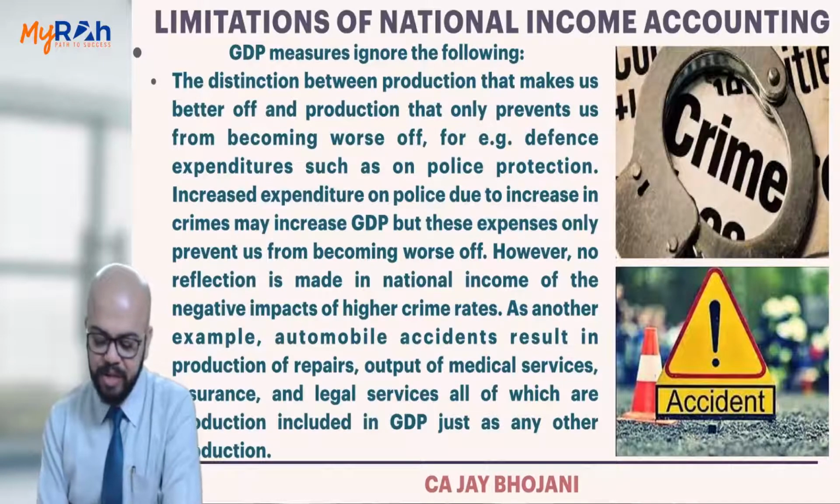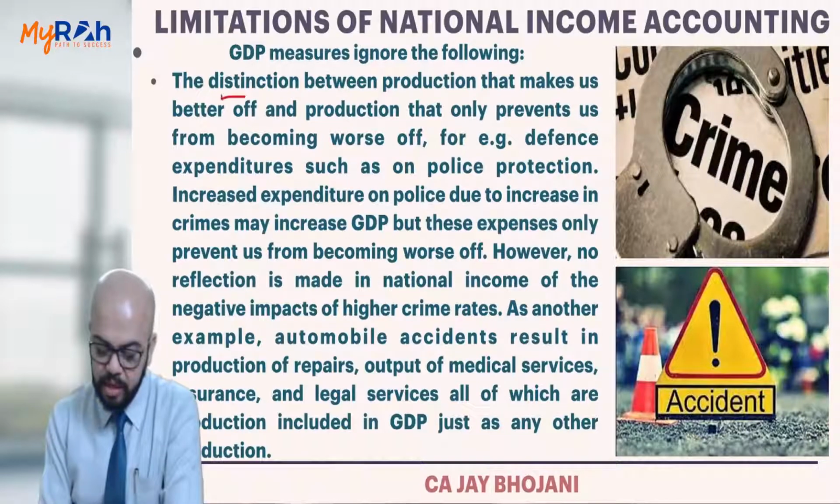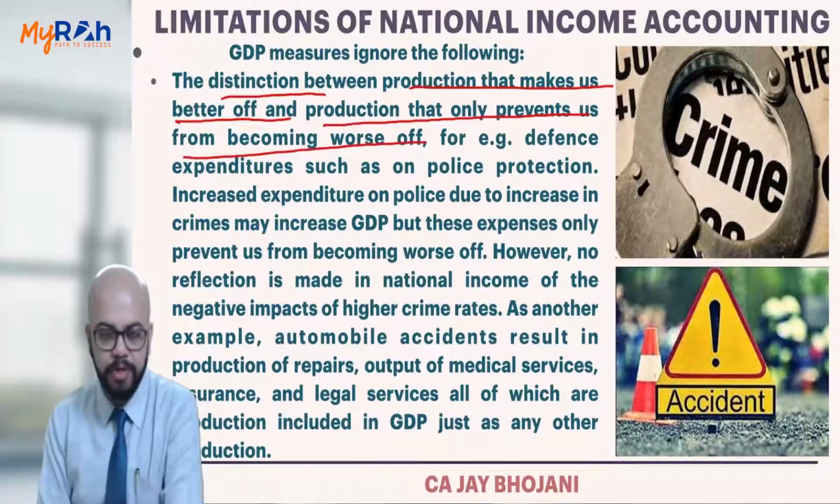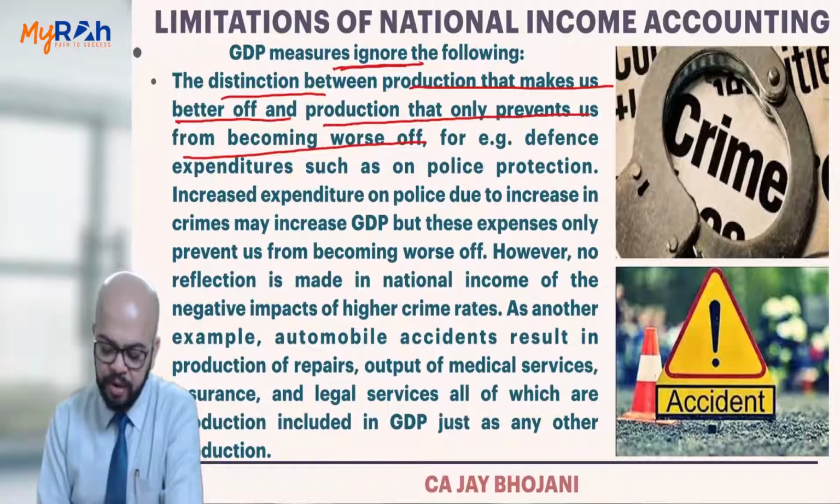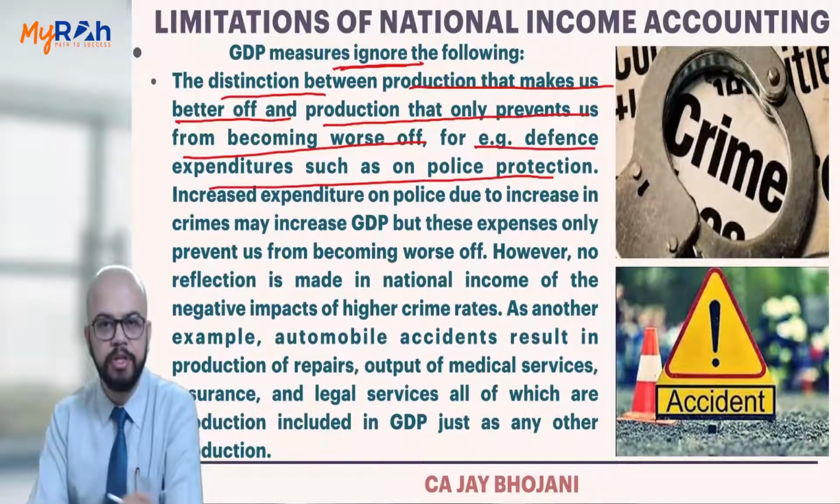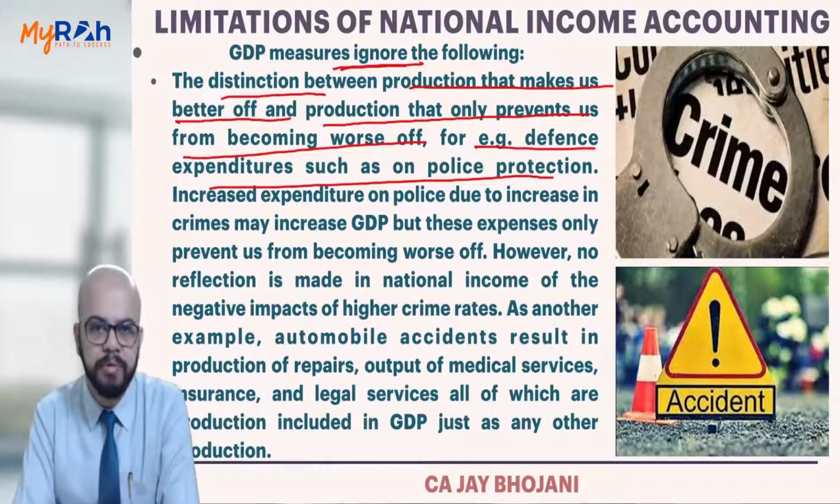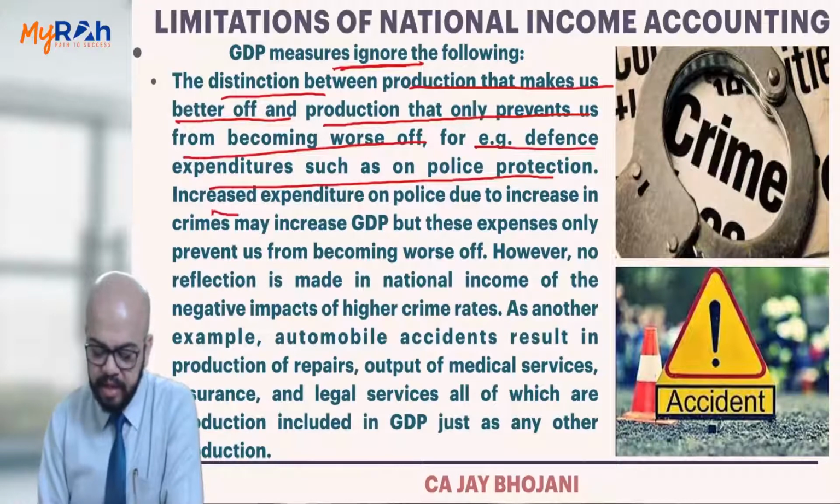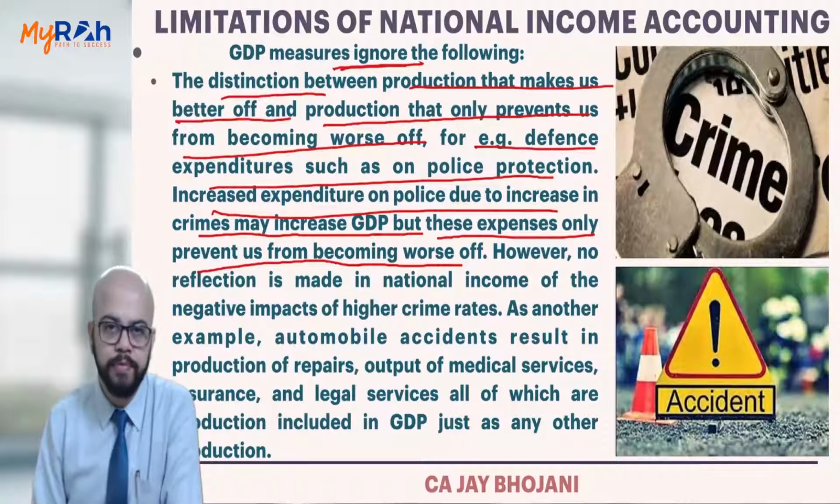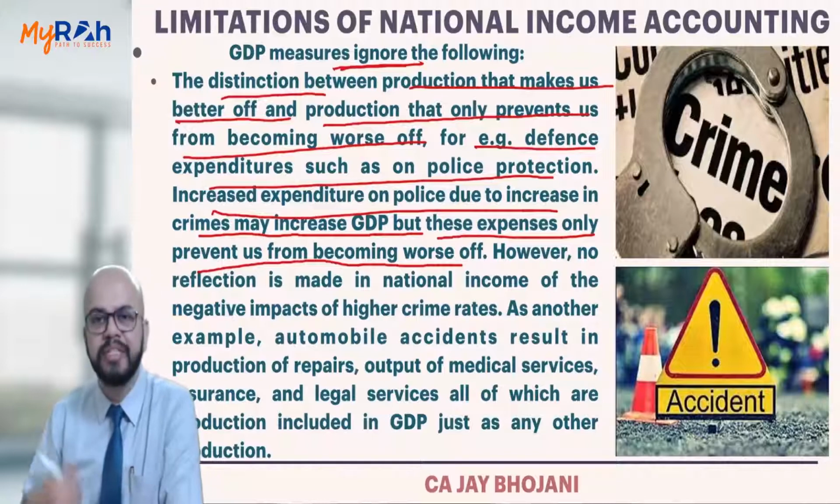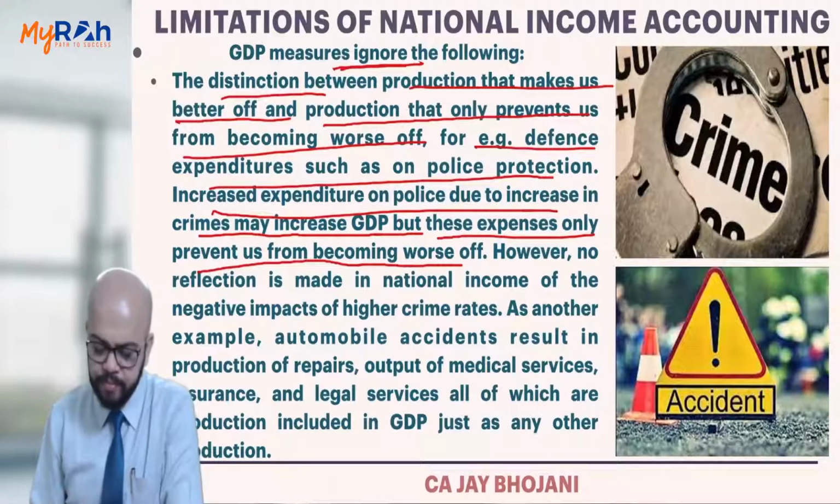The distinction between production that makes us better off and production that only prevents us from becoming worse off is not made in GDP. Okay, GDP ignores that. For example, defense expenditure such as on police protection. It does not improve our life, it just prevents our lives from becoming worse. The increased expenditure on police due to increase in crimes may increase GDP, but these expenses only prevent us from becoming worse off.